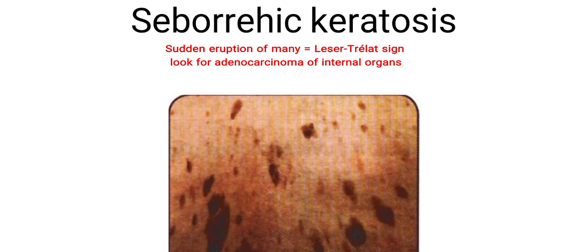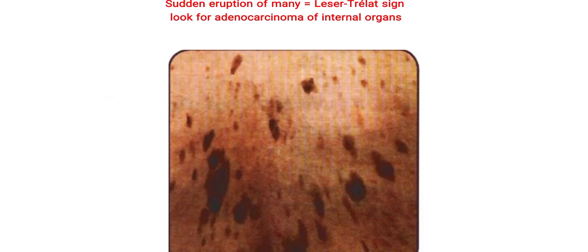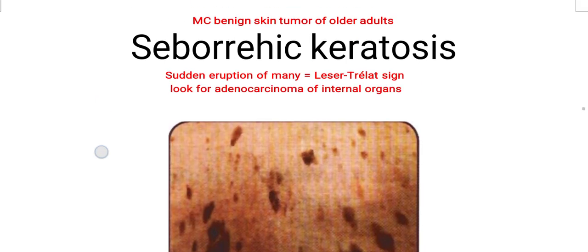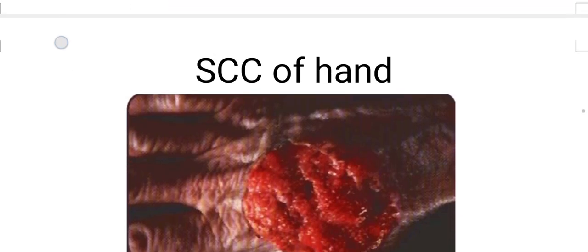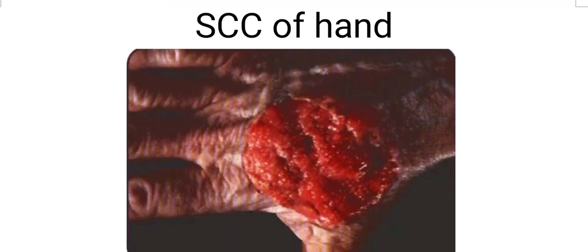So whenever you see multiple lesions of the skin, we should keep in our mind that we have to check for internal organ malignancies as well. So this is the case of seborrheic keratosis. Our next picture is the squamous cell carcinoma of the hand.